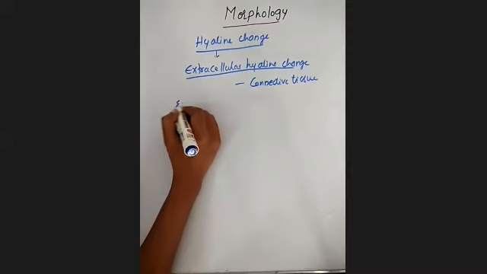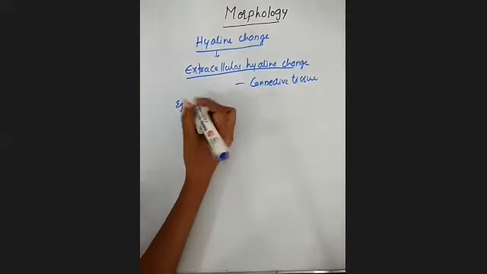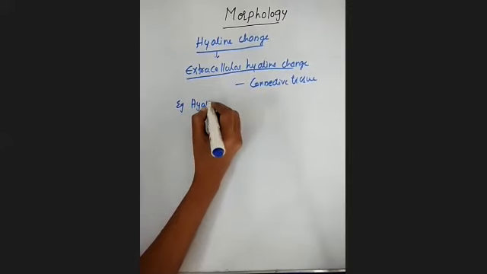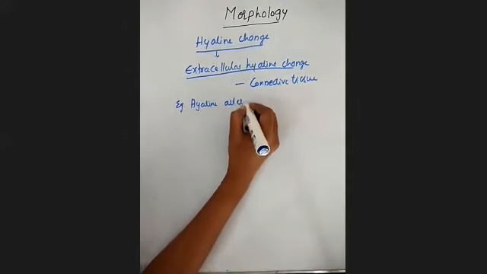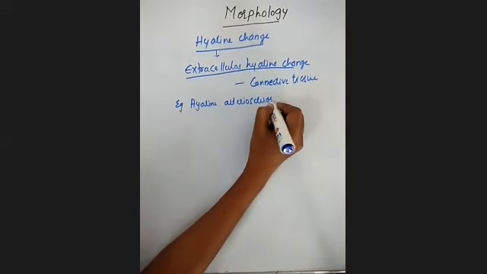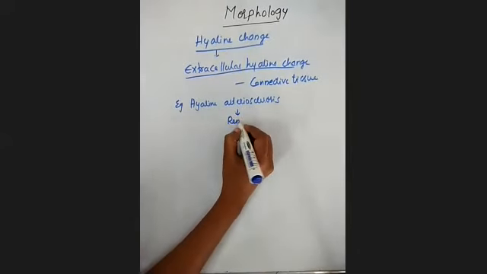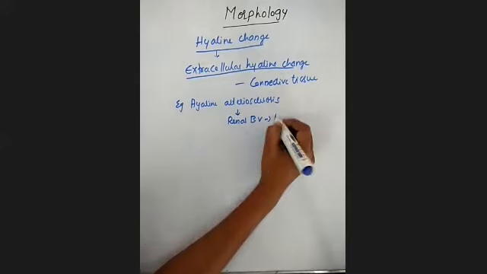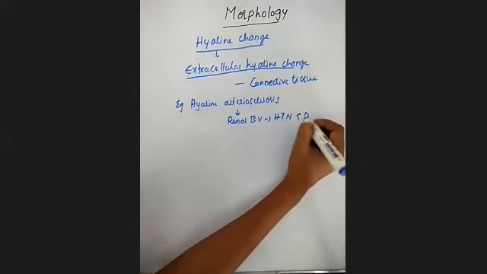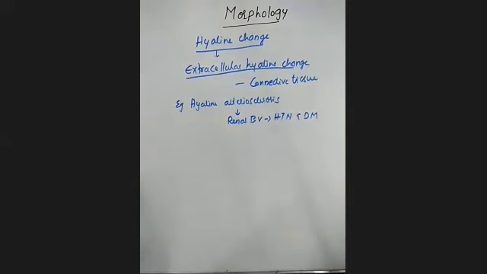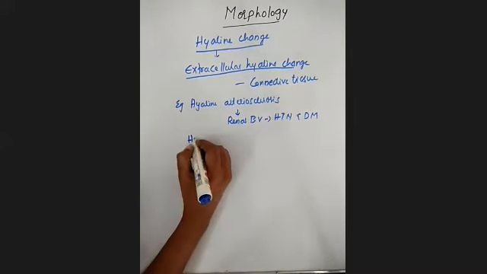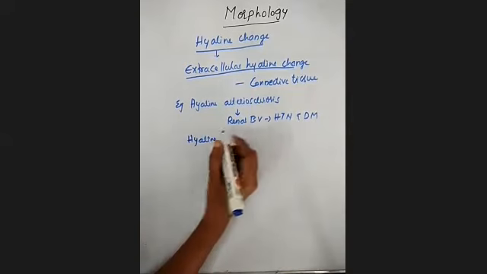We'll see some examples, that is hyaline arteriosclerosis. That means in renal blood vessels. This is observed in renal blood vessels in hypertension and diabetes mellitus. In these two conditions, if you observe the renal blood vessels, there will be arteriosclerosis. And next, you will observe hyalinized or hyaline glomerulus.